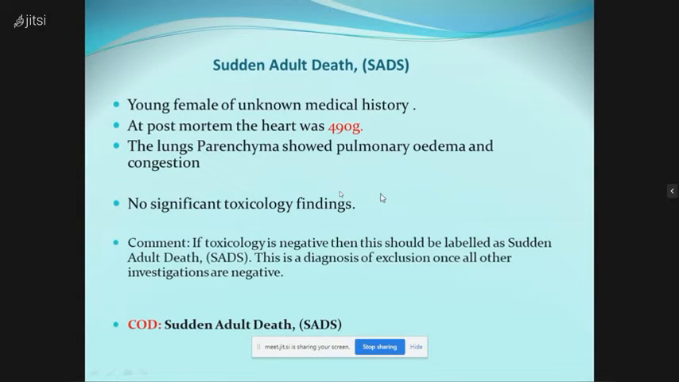Sometimes we find sudden adult death in young people, and this is an example whereby the heart weight was 490, while the heart should be about 350 grams, and with further investigation there are no toxicological findings to explain the cause of death. So we put this as sudden adult death, and this can be related to families. The families should be investigated as well.